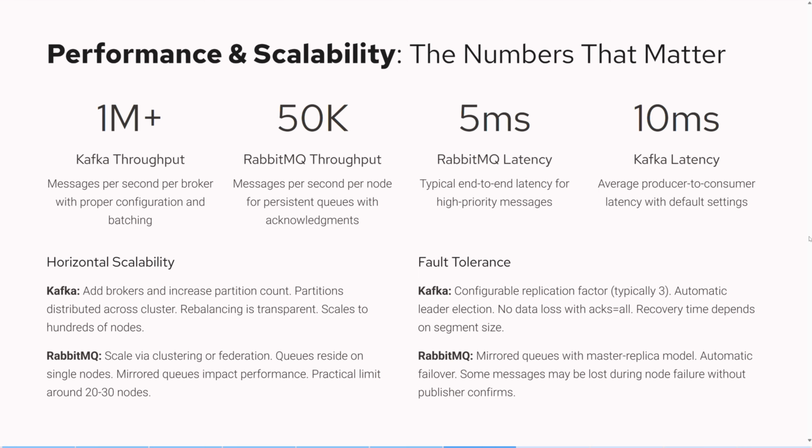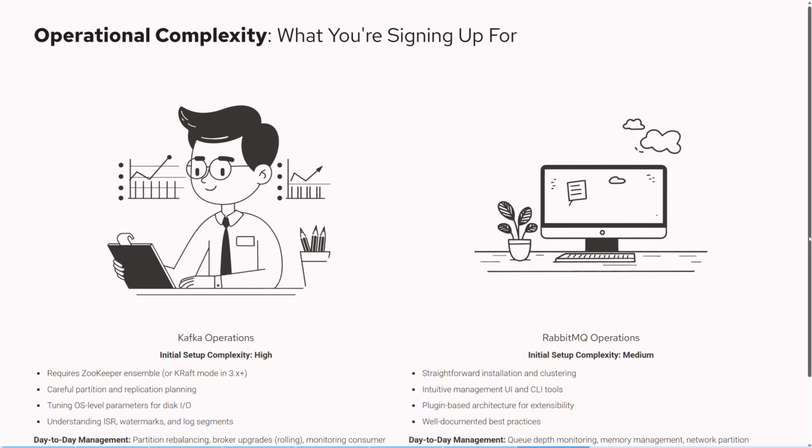Fault tolerance follows the same pattern. Kafka uses replication and leader election to avoid data loss, while RabbitMQ relies on mirrored queues and failover. This offers stronger per-message guarantees, but with different trade-offs.